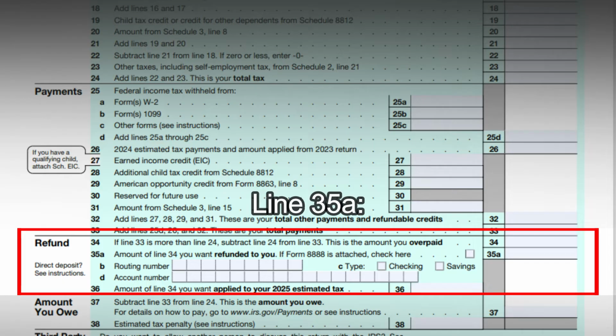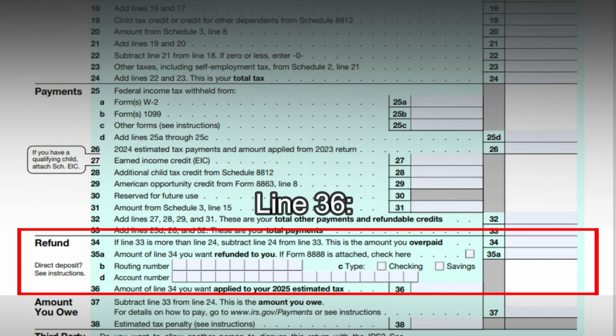Line 35A, this is the amount of your overpayment from line 34 that you want refunded to you. If you're choosing to have your refund deposited directly into your bank account, check the box to indicate that you have attached Form 8888, which is used to split your refund into multiple accounts or to apply it in other ways. If you're requesting a direct deposit, fill out the following fields. Line 35B, routing number. This is your bank's routing number, typically 9 digits. Line 35C, account type. Indicate whether the account is a checking or savings account. Line 35D, account number, the account number where you want your refund deposited.